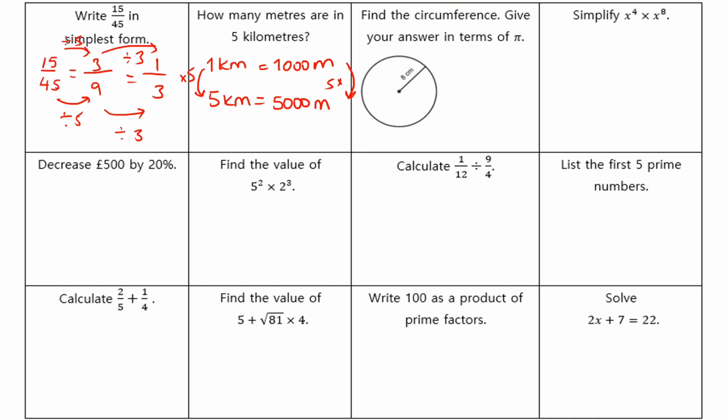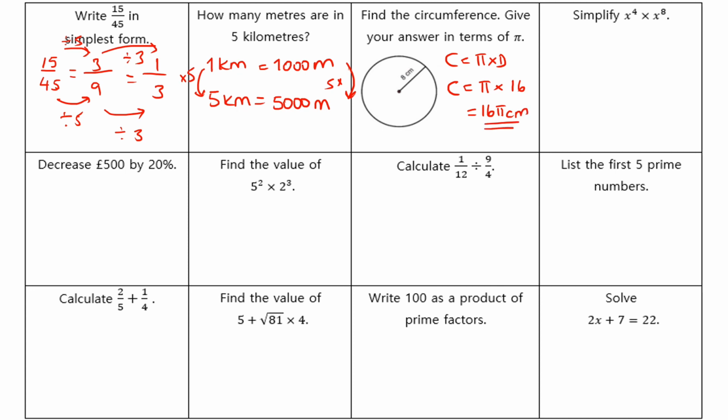Find the circumference, give your answer in terms of pi. So circumference formula is going to be pi times the diameter, or you might remember it as 2 pi r, which is the same thing. So circumference is going to be pi times the diameter. If the radius is 8, our diameter is going to be 16. 16 times pi is going to give us 16 pi centimeters as our answer.